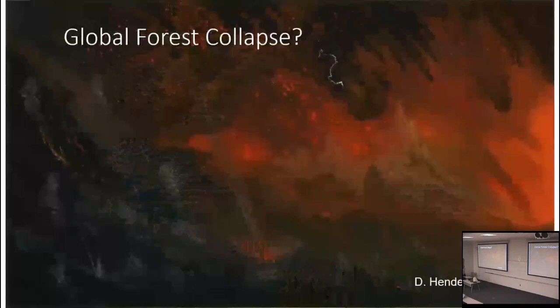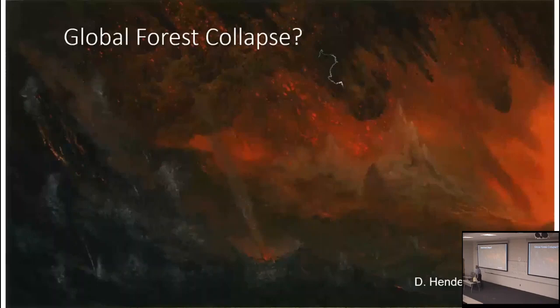So we'll pick up next time with the global forest collapse and the rest of phase 2, and then move on to phase 3 and phase 4.